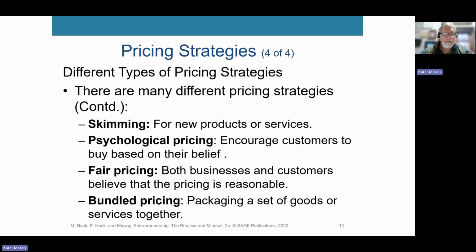And then you get the 9.99 pricing, of course, as well, which is 10 Rand. But in your mind, it's 9.99.